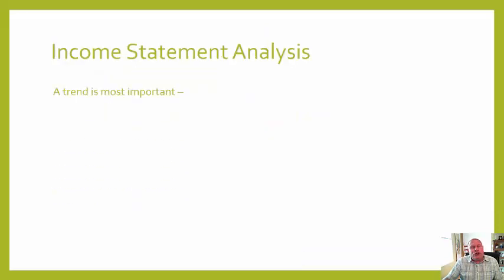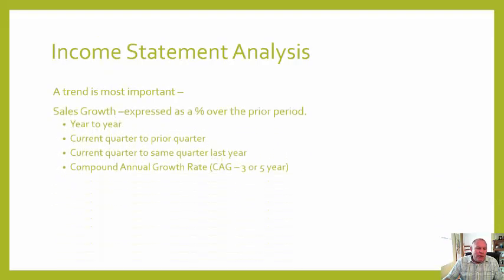What we do need to look at is trends. Trends are most important. We will look at sales trends expressed as a percentage over a period of time, year to year, quarter to quarter, same quarter, which takes into effect seasonality, and then compound annual growth rates. Now, we've already talked about that and looked at that.